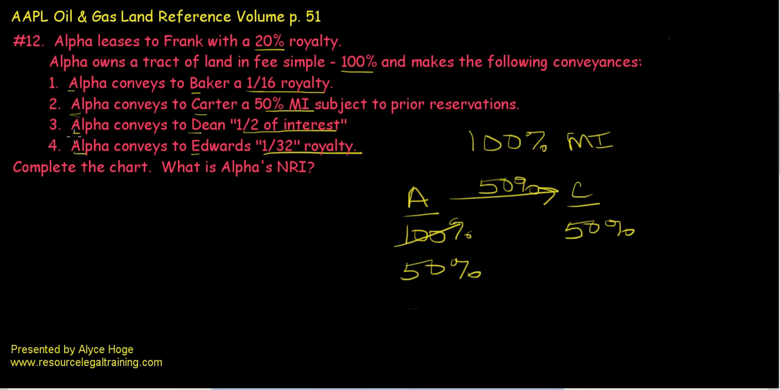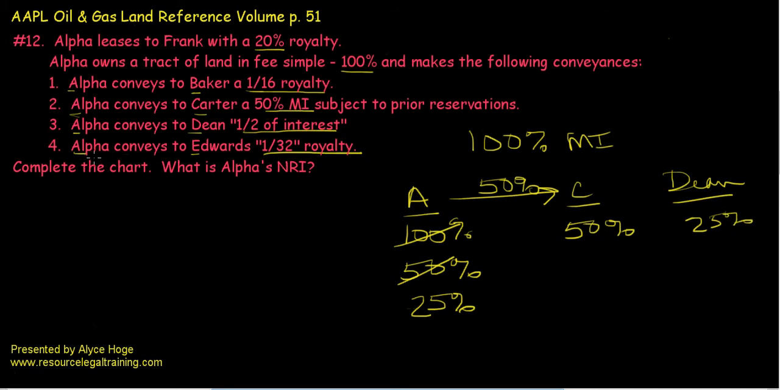So the next conveyance is A conveys to Dean 1/2 of interest. So that's 1/2 of the mineral interest. So A is conveying to Dean 1/2 of her interest. So A owns 50%. Half of that is 25% she's keeping, and the other 25% goes to Dean.